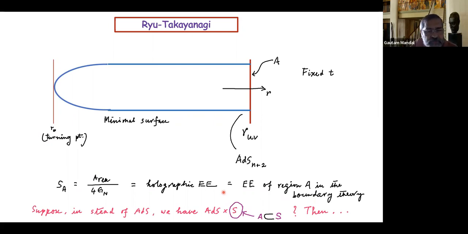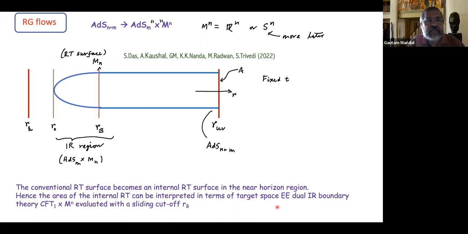Okay, so suppose instead of AdS, we have AdS cross S. There is some fiber direction, which N=4 super Yang-Mills theory does have; I mean, it's AdS5 cross S5. And you consider a subregion not of the boundary directions of AdS, but a subregion of S. Then how does the holographic correspondence of entanglement entropy go?